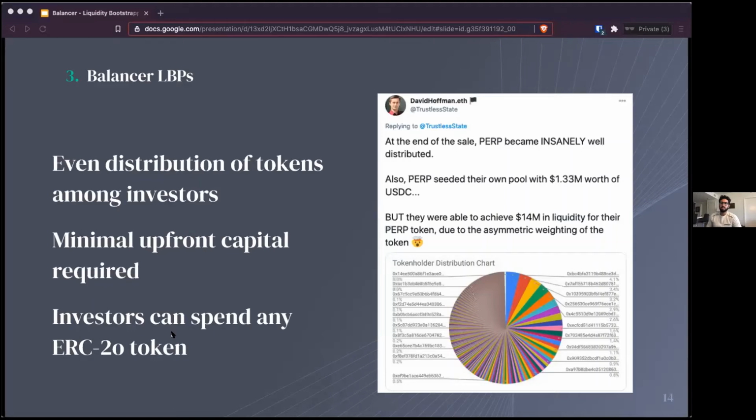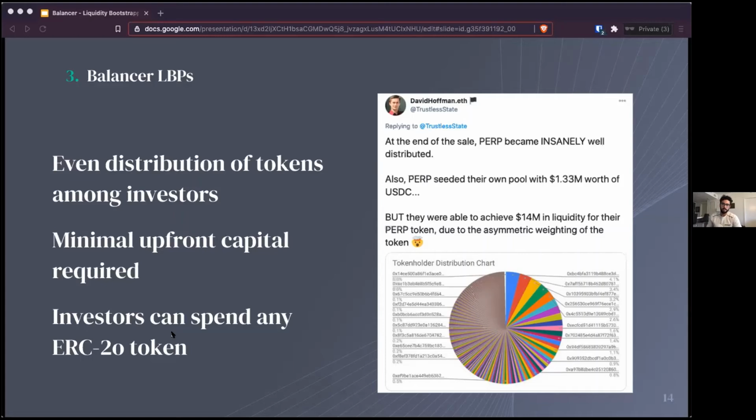You want to give the supporters of your project the opportunity to participate at a fair price, and you want to give that to everyone. One of the advantages of this customizable weight structure and these adjustable weights is that you can seed your token sale with a much smaller amount of upfront capital than you would need on Uniswap, for example.